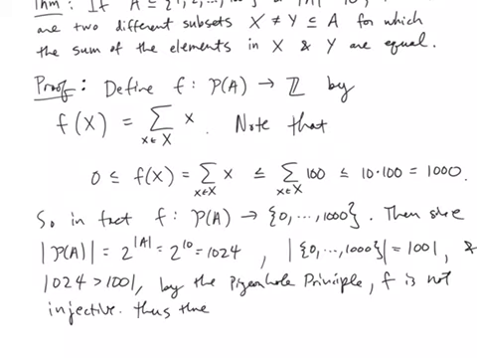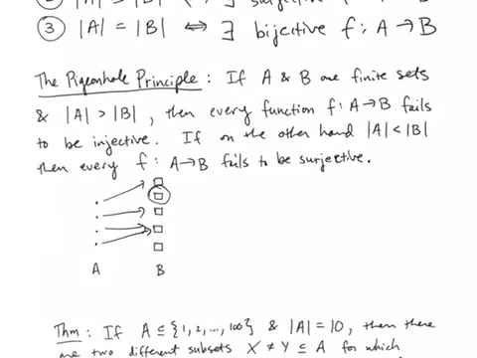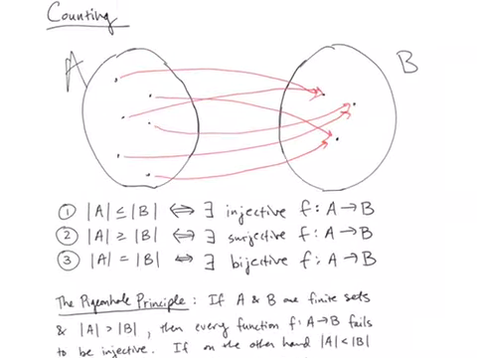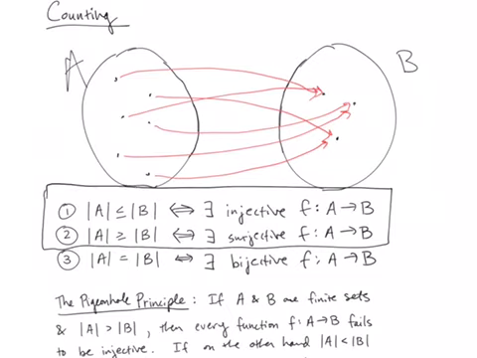Thus, there are different x, y in the power set of A such that f of x equals f of y. And that is the conclusion. So we got the pigeonhole principle by basically using these two facts here: that differences in cardinality sort of correspond to injective and surjective functions.